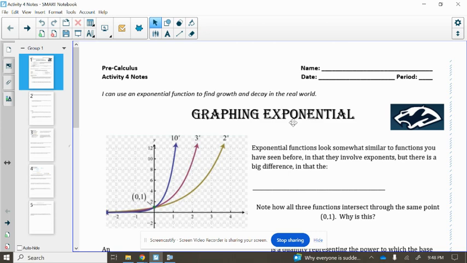Everyone, and welcome to activity 4. Today we are going to talk about using our exponentials to solve some real life problems.